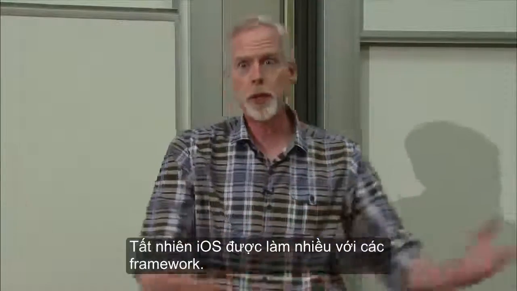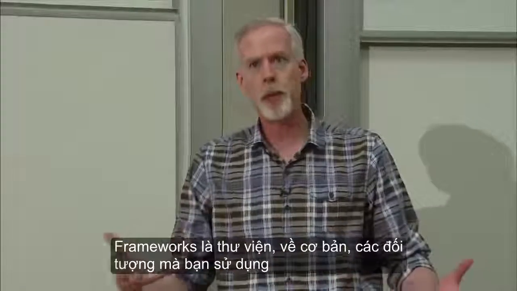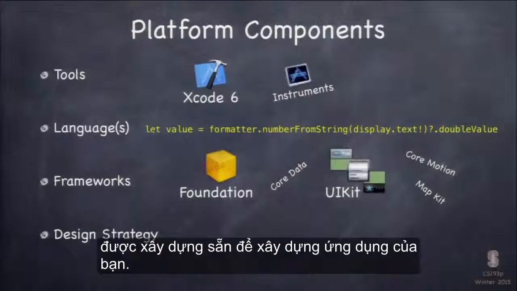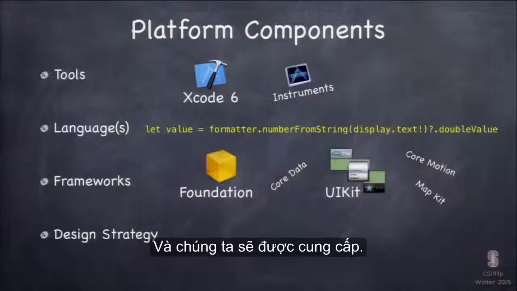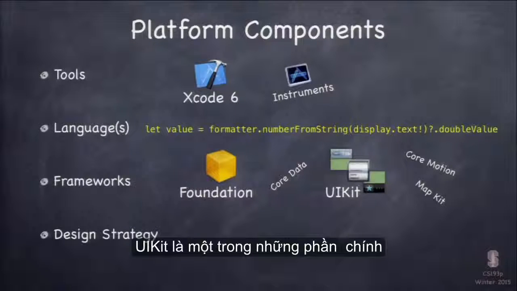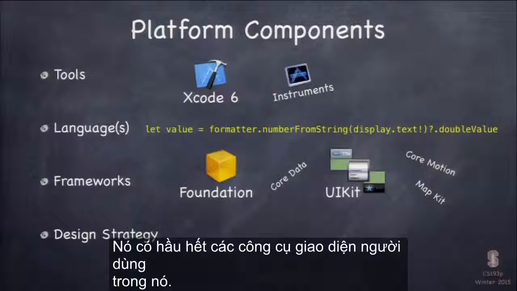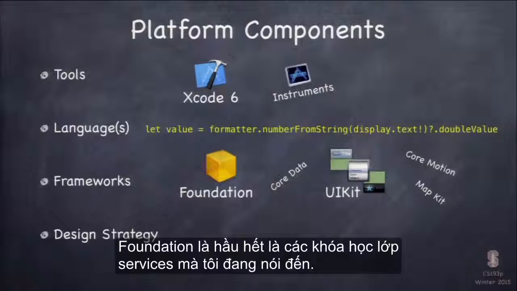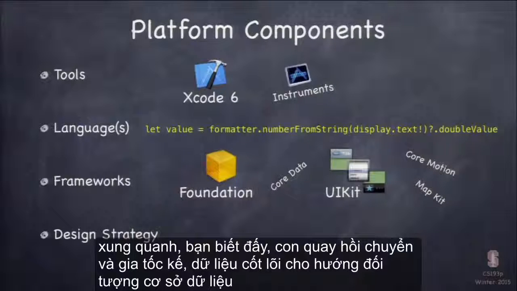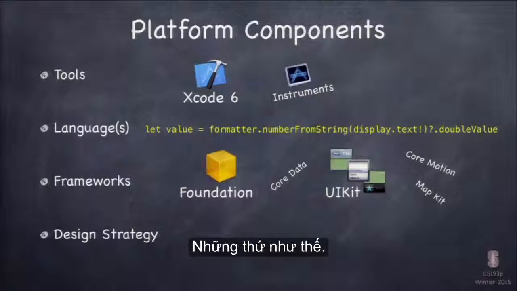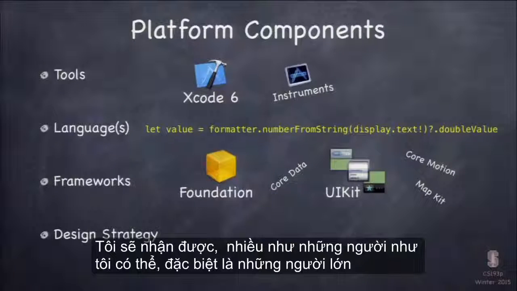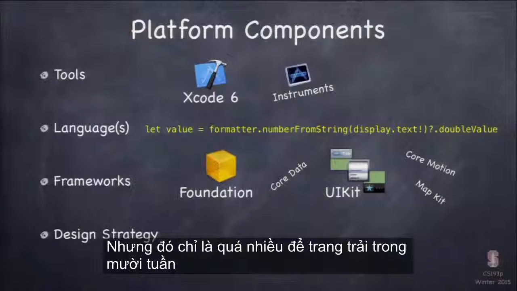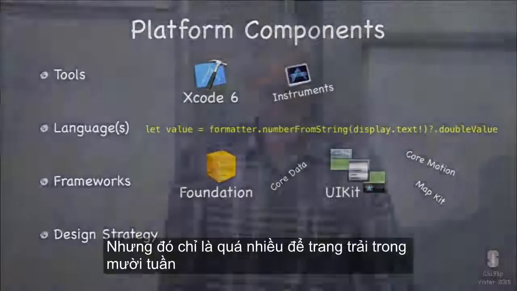Of course, iOS is filled with tons of frameworks. Frameworks are libraries, basically, of objects that you use as building blocks to build your application, and we are going to be covering them. UIKit is the main one. It's got most of the user interface stuff in it. Foundation is that core services layer that I was talking about. And there's tons of other ones. Core Motion for doing the device moving around, gyro and accelerometer. Core Data for object-oriented database, things like that. So I'll get to as many of those as I can, especially the big ones. But there's just way too many to cover in 10 weeks.